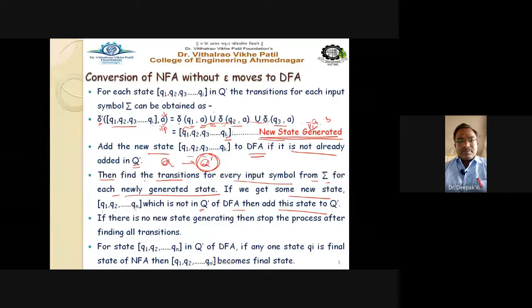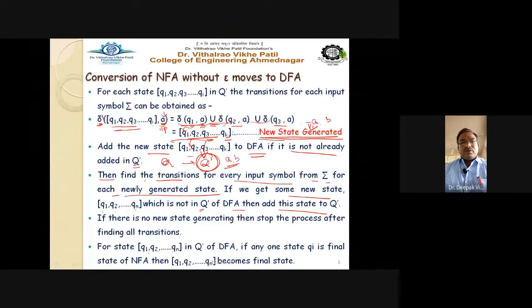Means we have to start with our start state, that is q0, and find out its transitions with the help of this delta dash, whatever the state may be, and we have to take all inputs, that is a, b, or suppose there are inputs like 0, 1, 2. Take their transitions and make the union of this, and you will find some state here. If this state is already present, then there is no question. But if this state is not present, then mark this as a new state. And for this newly generated state, again you have to find out the transitions for all the inputs, whatever the number of inputs may be, and add this particular state into the set of states, that is q dash.